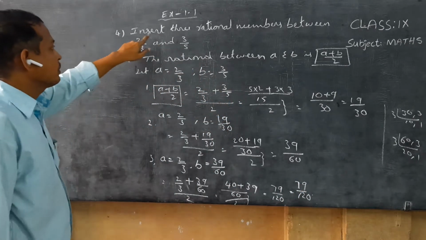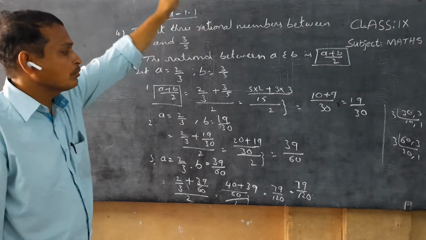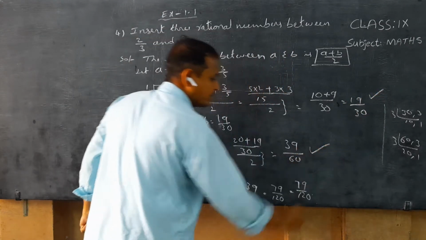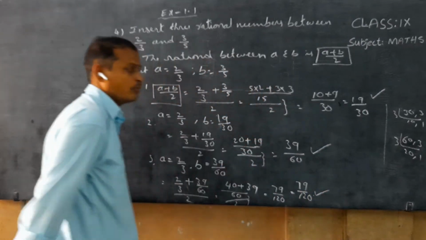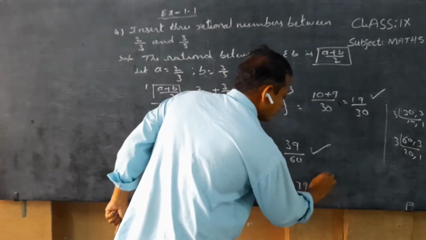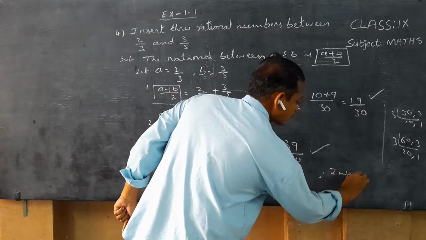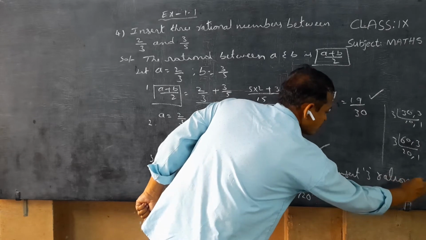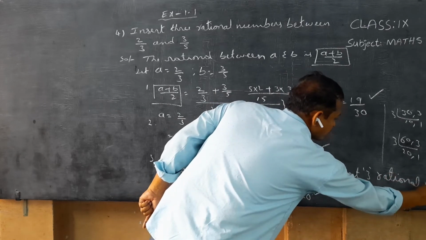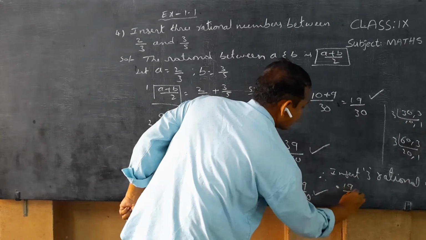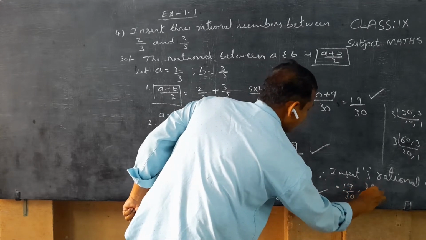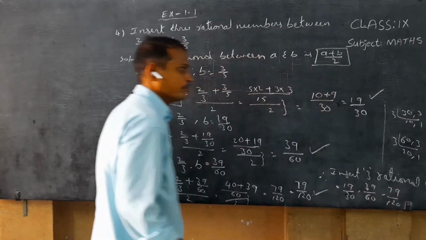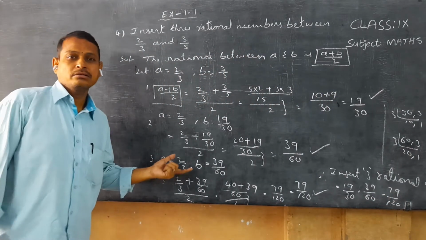Children, these sums are the insertion of 3 rational numbers. What are the 3 inserted rational numbers? 19 by 30, 39 by 60 and 79 by 120. So, last step, therefore we insert 3 rational numbers: 19 by 30, 39 by 60 and 79 by 120. Okay, children? Alright, sir.